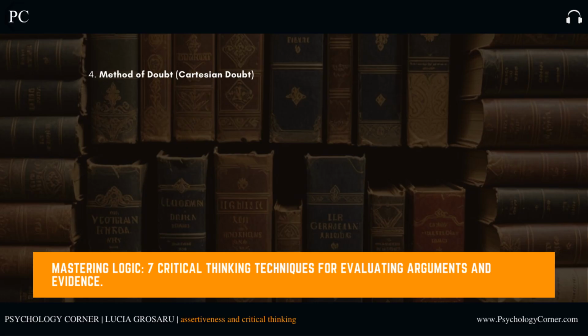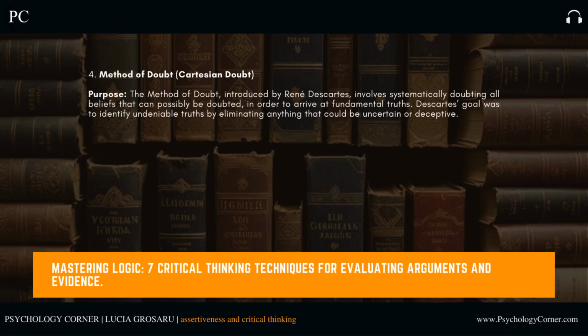4. Method of doubt or Cartesian doubt. Purpose. The method of doubt, introduced by René Descartes, involves systematically doubting all beliefs that can possibly be doubted in order to arrive at fundamental truths. Descartes' goal was to identify undeniable truths by eliminating anything that could be uncertain or deceptive.